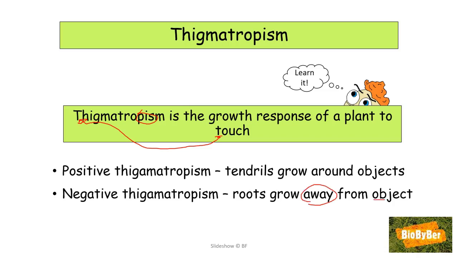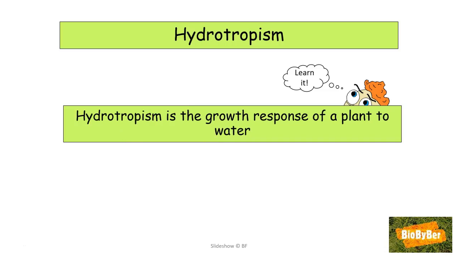Now this is rather interesting because it allows roots to grow into areas of least resistance. When the roots are growing towards the ground, they want to avoid growing into objects and getting damaged, perhaps hitting off stones. So by showing negative thigmatropism, the roots will grow away from the stones and grow into the soil areas, which are the areas of least resistance.